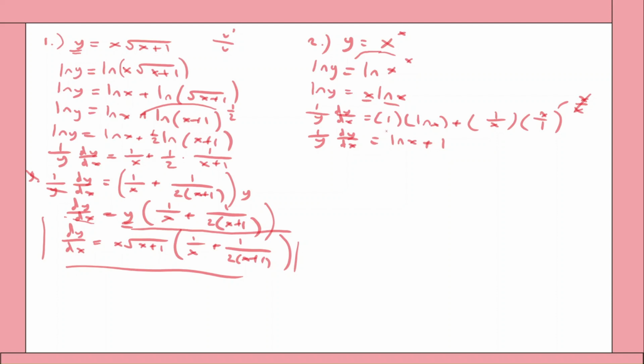And now that we've simplified it, we can get rid of this dy dx just like before. So we would multiply by a y, then we'd multiply by a y on the entire other side, just like before. We get that dy dx is y multiplied by the ln of x plus 1. And now we have this y here, and just like before, we can plug in what y equals from the start, which is x to the x power. So dy over dx equals x to the x power multiplied by the ln of x plus 1.